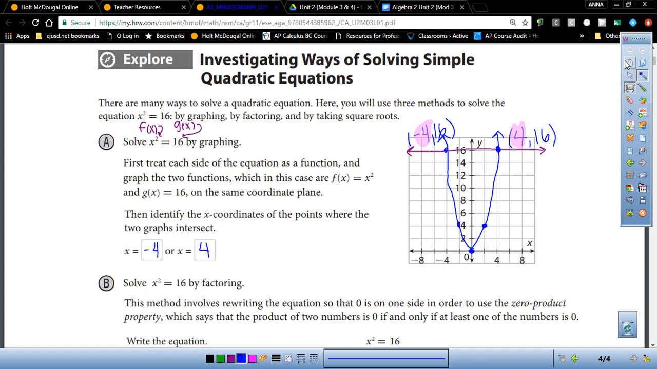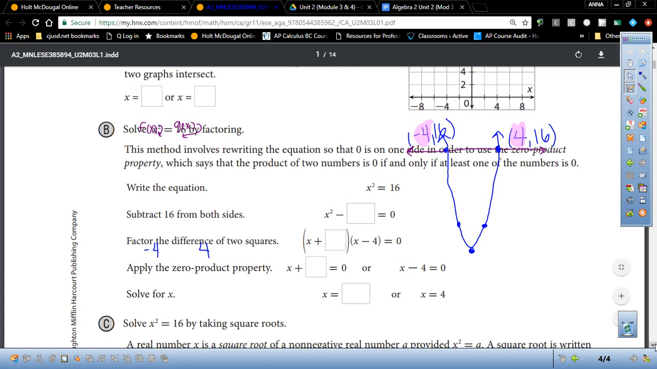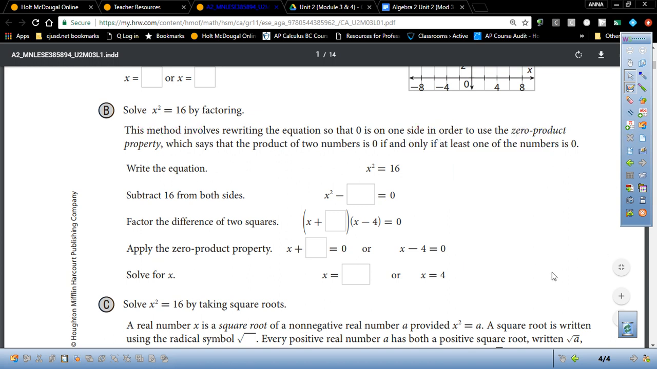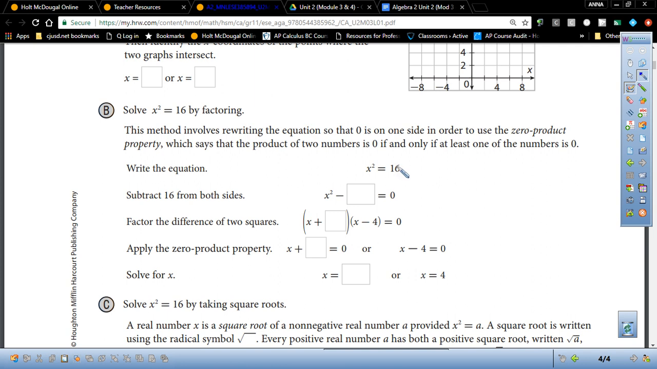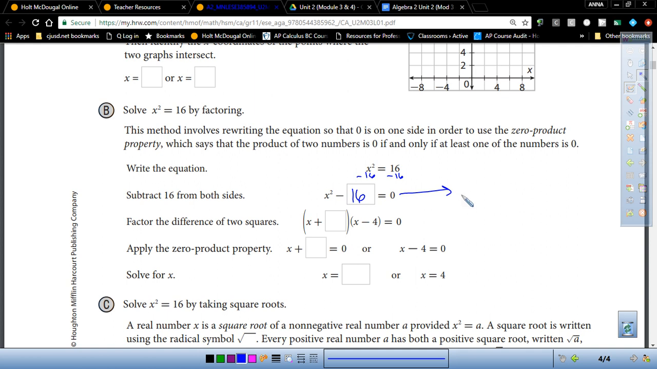Next, let's look at factoring. With factoring, I could factor and use the zero product property to set each factor equal to 0. To factor, you first need to make sure the equation is equal to 0. So we subtract 16 from both sides. I get x squared minus 16. Now x squared minus 16 is the same as x squared minus 4 squared equals 0, because 16 is a perfect square.